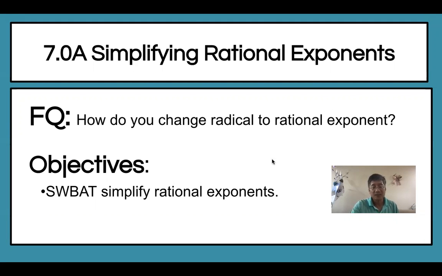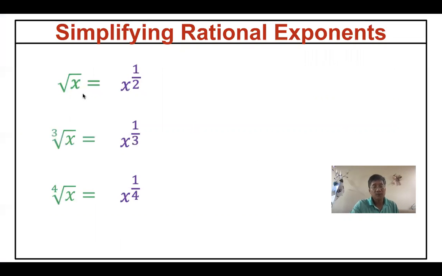If you see an example like square root x, then what is the square root of x? Square root x is the same as x to the half power. Then the cube root is x to the one-third power. Then the fourth root is x to the one-fourth power. All right. So why do we have this?